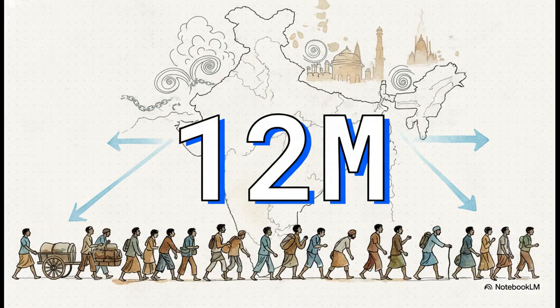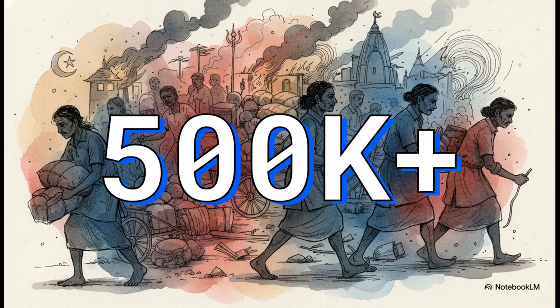What happened next was one of the largest and fastest human migrations in history. As soon as those new borders were announced, about 12 million people suddenly found themselves on the wrong side. You had a massive flood of Muslims heading to the newly created Pakistan, and Hindus and Sikhs desperately fleeing south into India. And let's be clear, this was not a peaceful exchange of populations. It was chaos. The migration exploded into horrific sectarian violence. The estimated death toll is just staggering. Upwards of 500,000 people were killed.